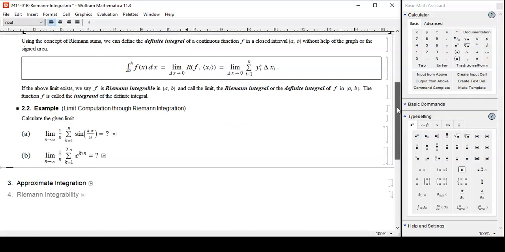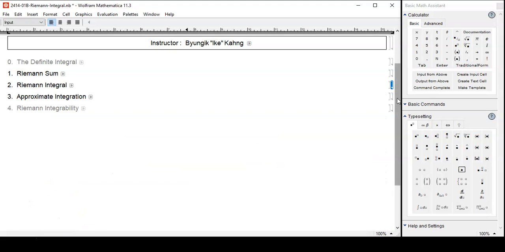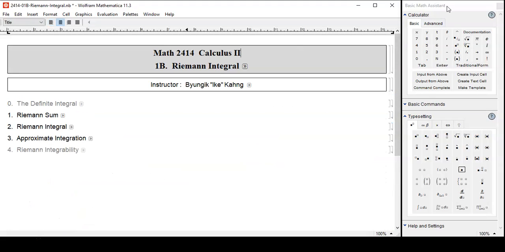All right, that'll complete section 2. Previously, in section 1, I had the Riemann sum and Riemann integral together, but I have now separated them. We're going to talk about section 3 in a separate video.